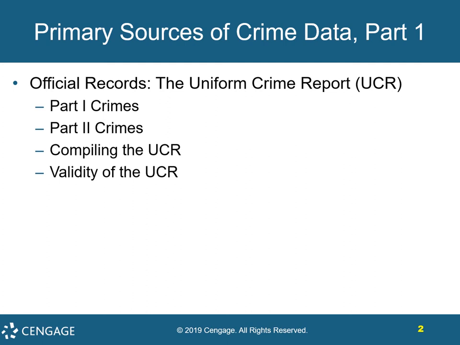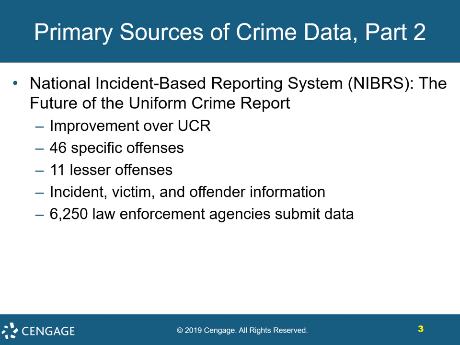The primary sources of crime data are surveys and official records, of which the Uniform Crime Report is one. The National Incident-Based Reporting System, also known as NIBRS, is the future of the Uniform Crime Report. It is an improvement over the standard UCR, or Uniform Crime Report. It contains 46 specific offenses, 11 lesser offenses. It also includes incident, victim, and offender information, and 6,250 law enforcement agencies all submit data.